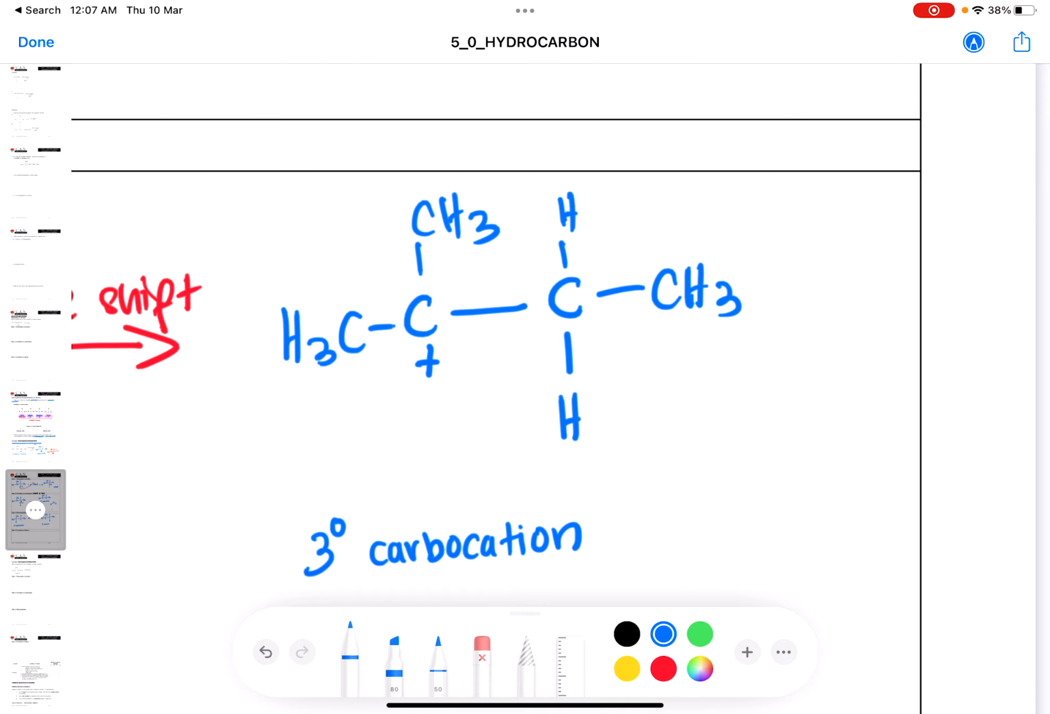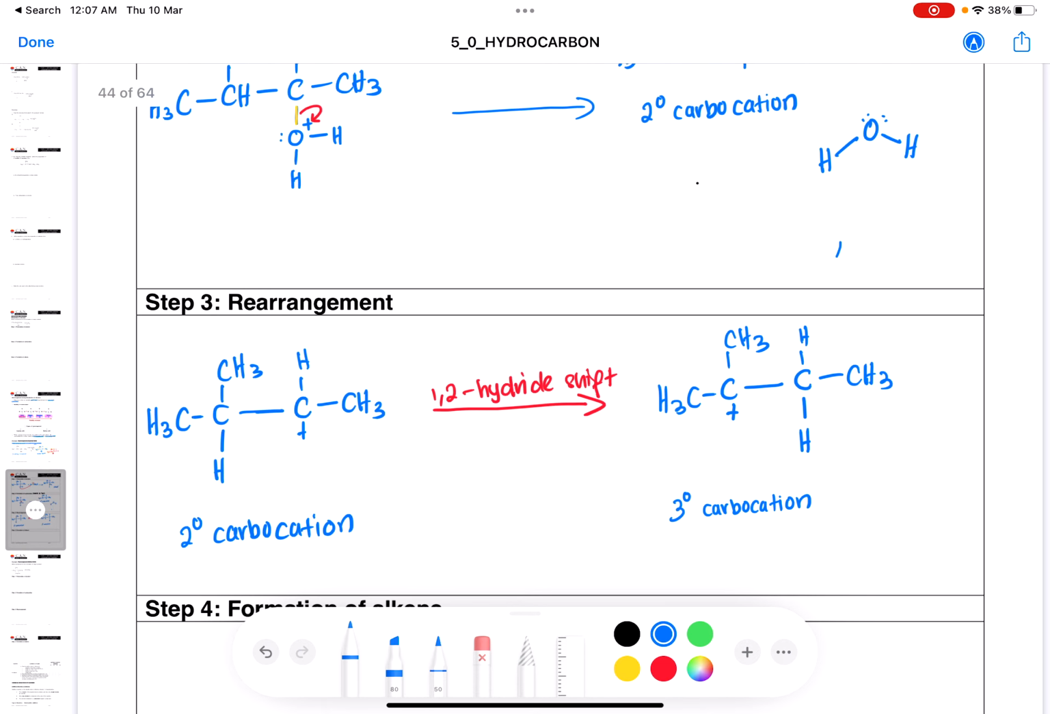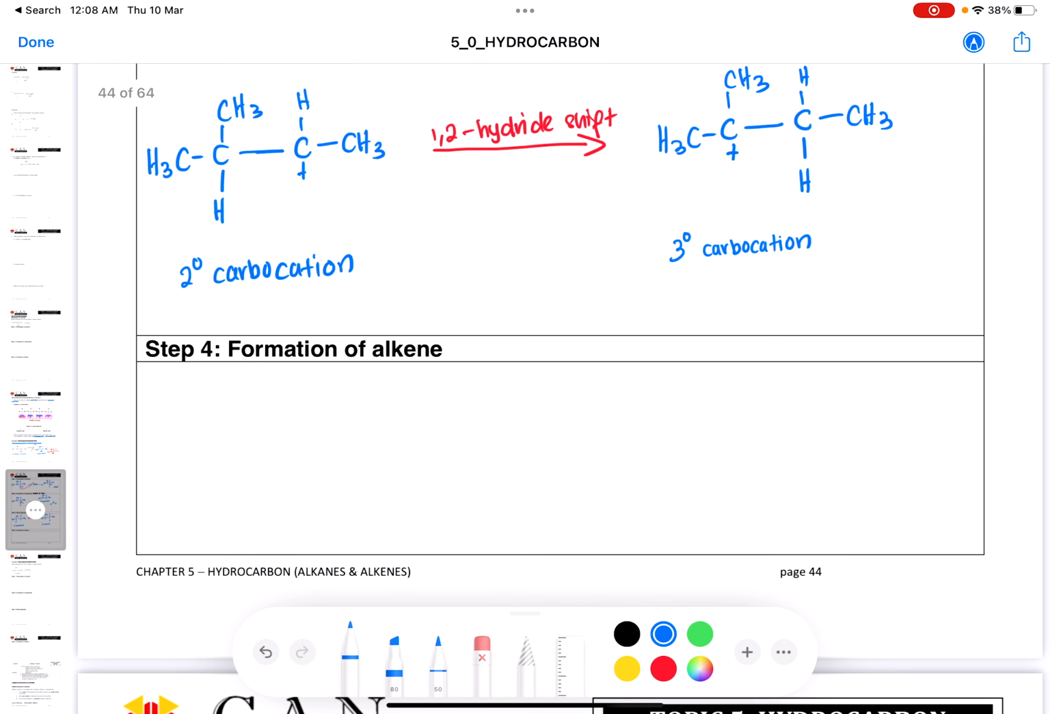carbocation. So please remember, whenever you bump into a carbocation, stop for a while. You stop for a while and then you see whether you can do any rearrangement or not. Basically, look at the primary and secondary carbocation and see whether they can be rearranged to produce a more stable carbocation. So now we have a tertiary carbocation. We go to the last part.